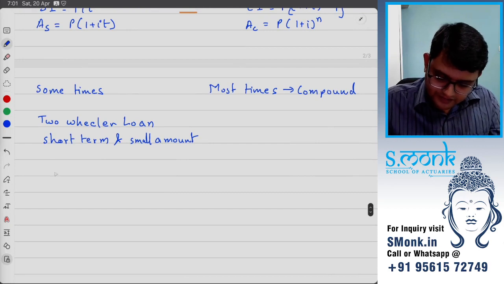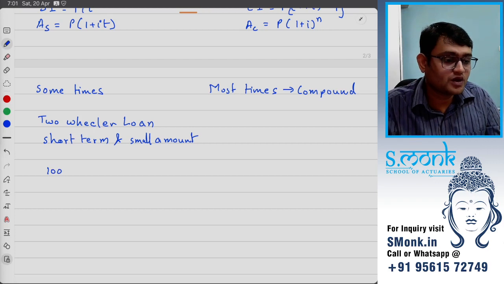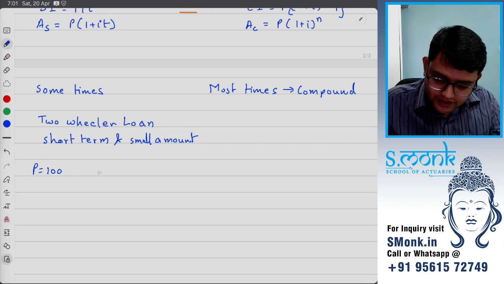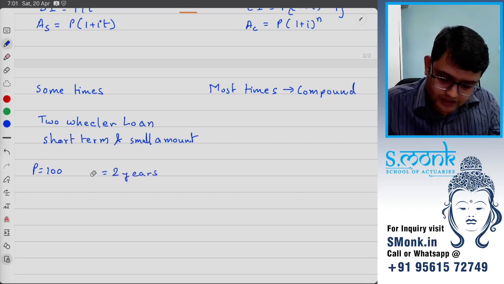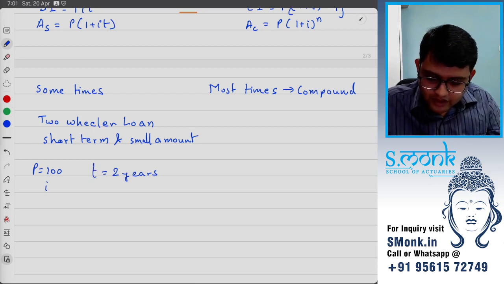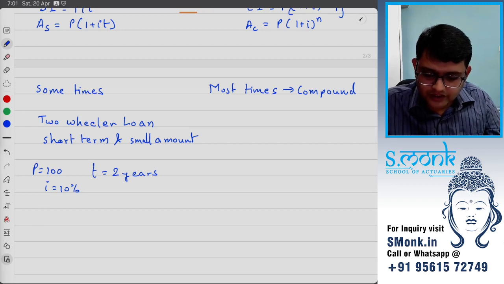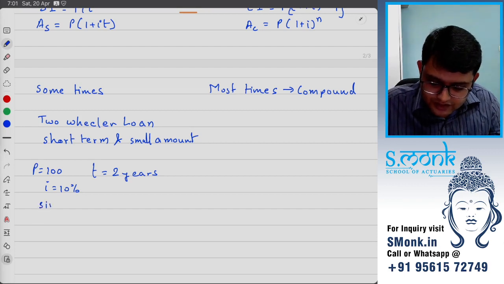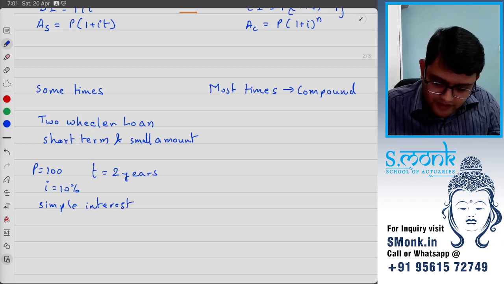If I say that I give you 100 rupees as a loan for 2 years, okay, so principal amount is 100. Time of loan is 2 years. In this case, let's say T. Okay. Rate of interest is 10%. Can you tell me how much will be the amount that you will return after 2 years if we are talking about simple interest? Simple interest. Can you tell me how much will you return?